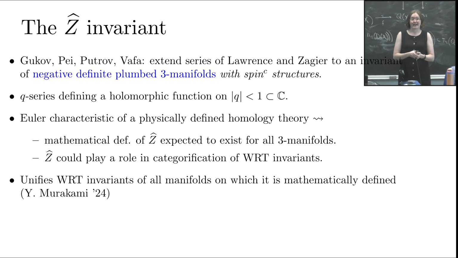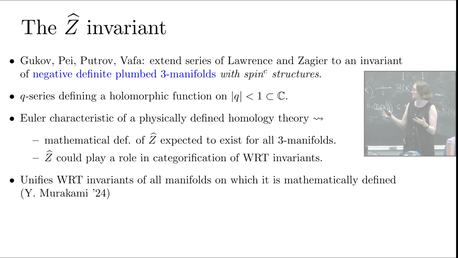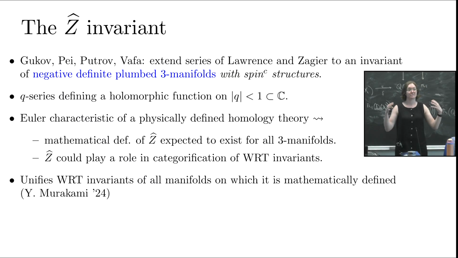And so this is where the Z-hat series comes in. This is work of Gukov, Pei, Putrov, and Vafa. And they extend this series now to an invariant of a family of manifolds called negative definite plumbed with spin C structures. I'll say more about what I mean by negative definite plumbed momentarily. But the Z-hat invariant associates to each such pair a Q series that defines a holomorphic function on the interior of the unit disk, like before. Now, the authors conceptualize this as the Euler characteristic of this physically defined but not yet mathematically defined homology theory. And they situate all of this within a physical framework.